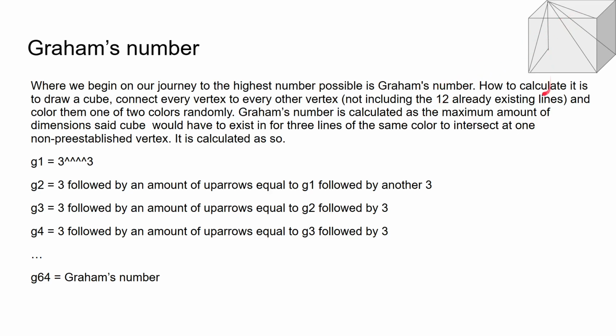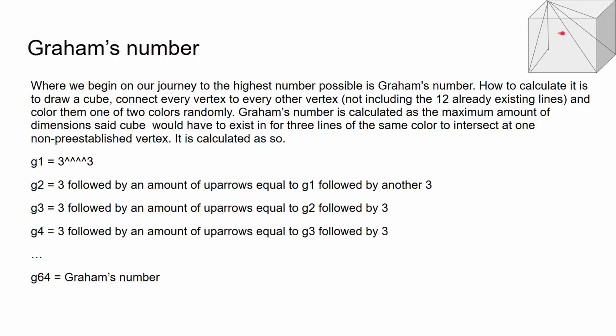So the maximum amount of dimensions, as I said yesterday. Start with three followed by an amount of uppers equal to G1. And so you repeat this till G64, which is Graham's number. Another way you can use this G is it's called the Graham function, I believe. It's just some number. So G1000 would be 3 followed by an amount of uppers equal to G999, followed by 3. G998, 997, 996, and so on. Yeah, it doesn't really matter.